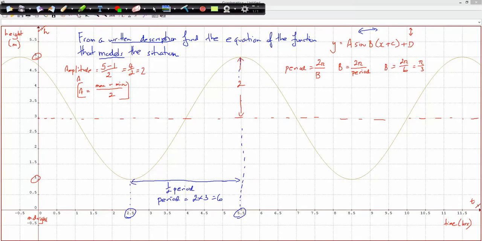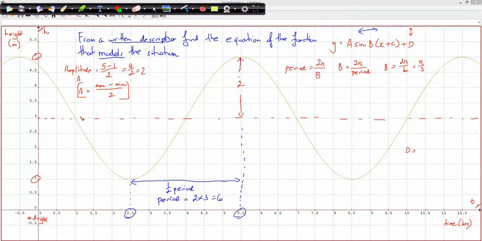Okay, moving on, let's have a look at the value of d. Let me try and put that over here somewhere. We've got a bit of room. Now you can see that the shift up has been 3. That's pretty obvious from even when we discussed how to get the amplitude.